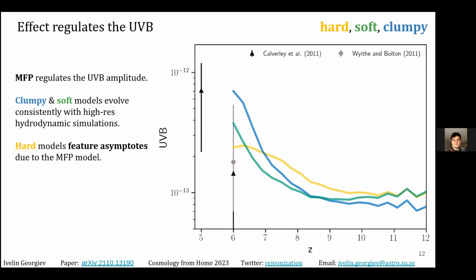In the clumpy model, you have a double effect. There's no mean free path, so the UVB becomes boosted during the peak process of reionization around here, but also having cells that have a boosted recombination rate results in a higher ionization rate. It comes out of the equation causing a boost, which is, I guess, slightly inconsistent with the observation.